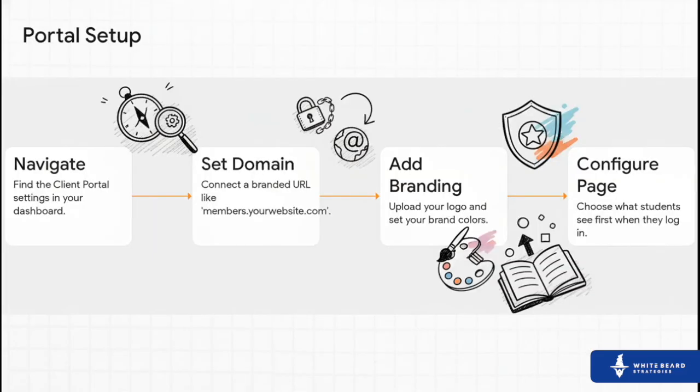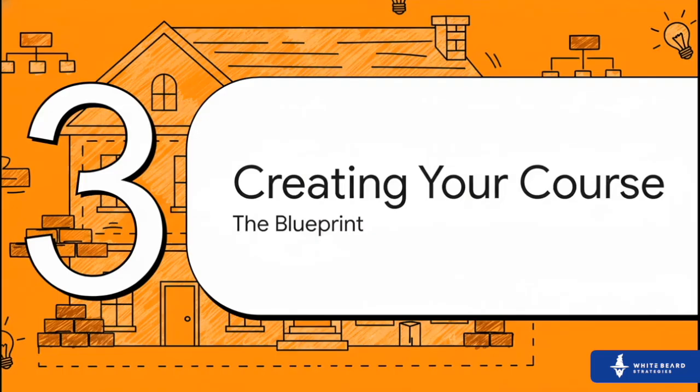And setting it up is actually just 4 key steps. You just navigate to the portal settings, then you set up a custom domain. This is huge, so it looks professional, like members.yourwebsite.com. After that, you splash your brand on it with your logo and colors. And last, you pick what page they see the second they log in. Simple as that.